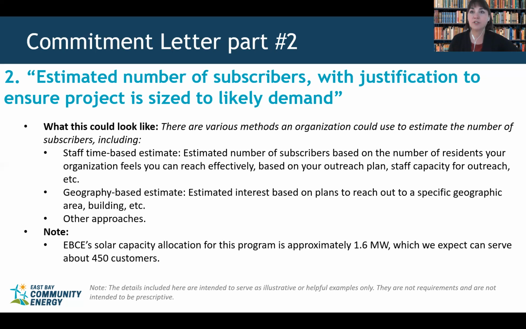One thing on this particular element that I wanted to mention is if you're looking for a way to sort of bound this number, it's worth noting that our solar program capacity allocation is, as I said before, about 1.6 megawatts, and we estimate that that can serve about 450 customers. So I view 450 as sort of the upper bound in terms of the estimated number I would expect to see.